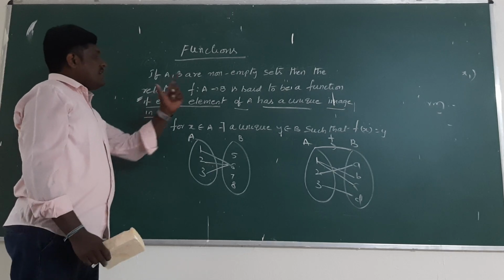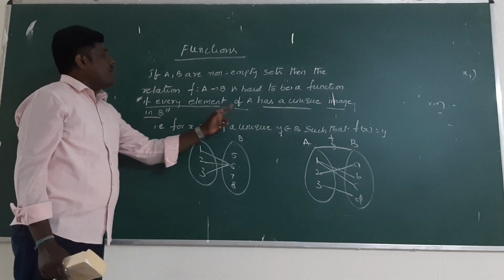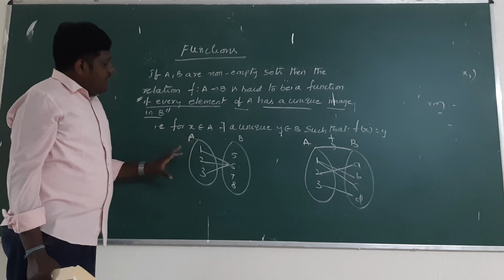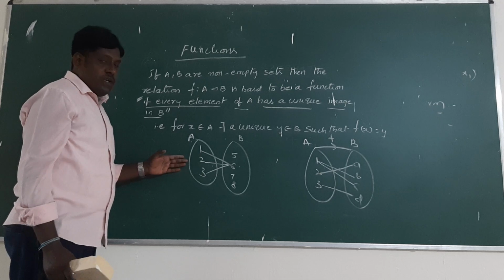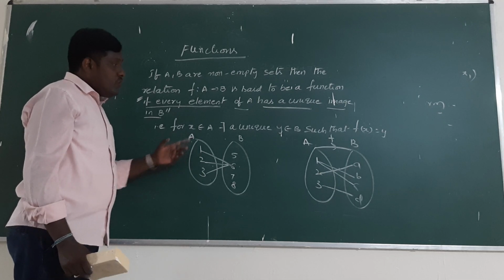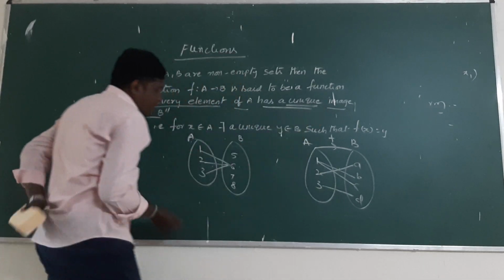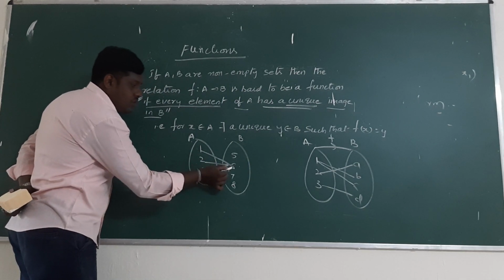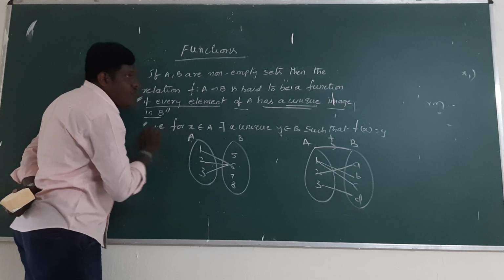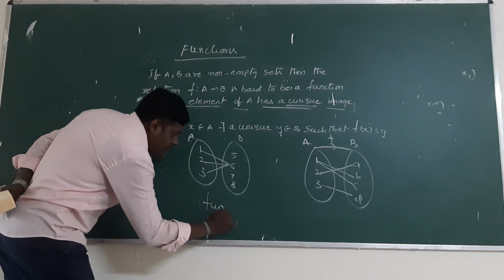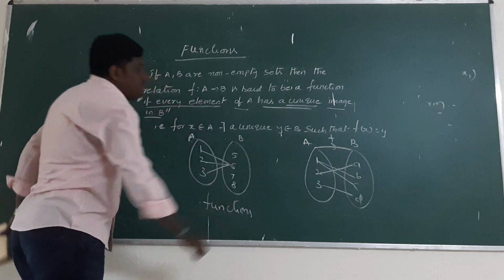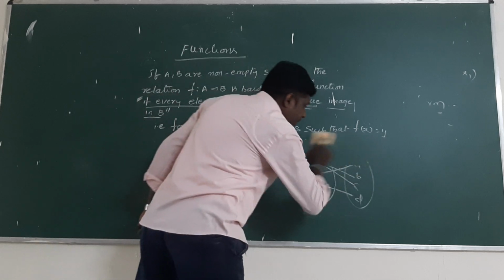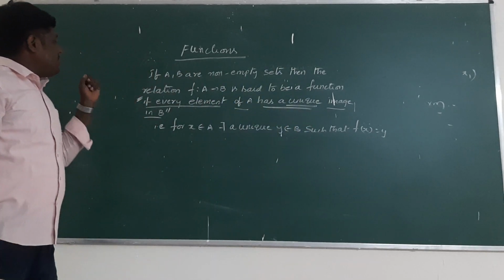Check the definition. What is the definition of the function? Every element of A, that means in the set A, all the elements are mapping here. And one more condition, they have unique images. 1 has how many images? Only one image. 2 also has only one image. 3 also has only one image. That's why it is a function. So this is the definition of the function. Is it clear now?